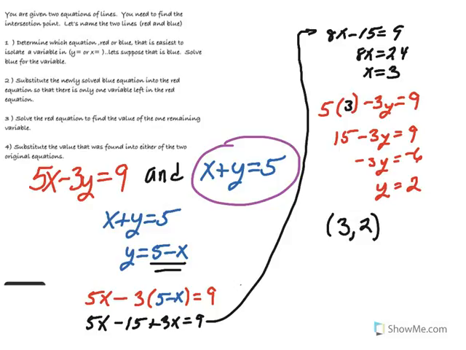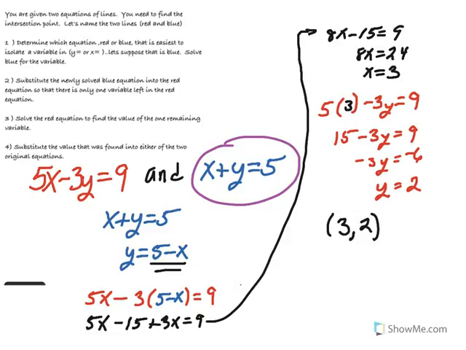I decided that x plus y equals 5, the blue equation, was the easiest one to solve for y or for x. I decided to solve for y. Then I substituted the 5 minus x in for y into the red equation. Then I used the distributive property and did the rest of the algebra to find out that x equals 3.